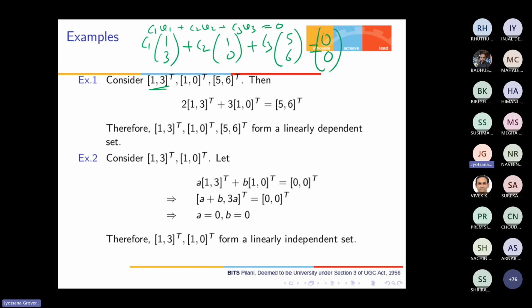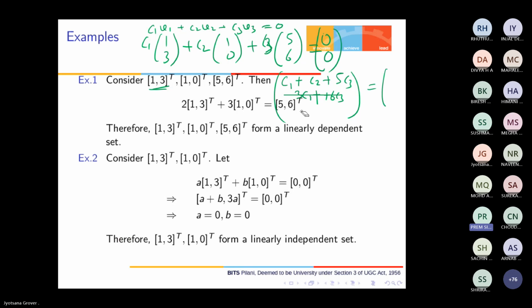Now let's go ahead. Tell me, what should I do? You will guide me now. Multiply with C and add. C1 plus C2 plus 5 C3, and 3 C1 plus 0 C2 plus 6 C3.